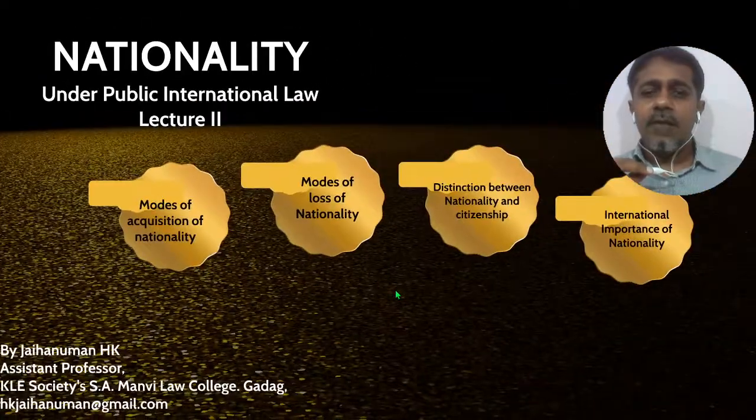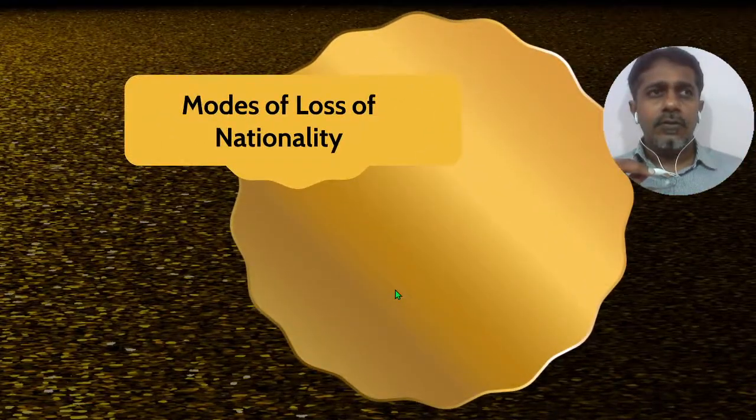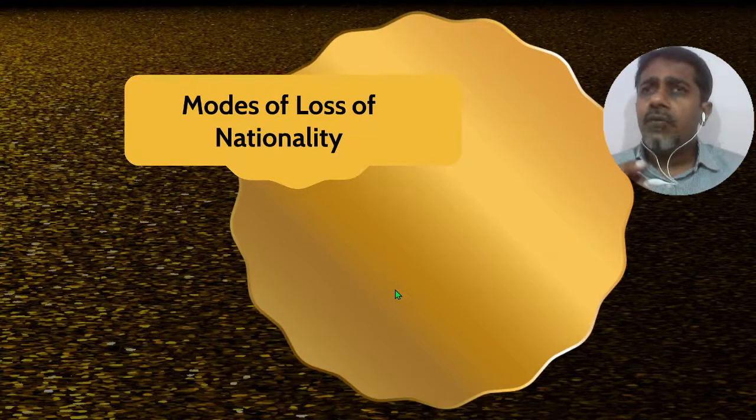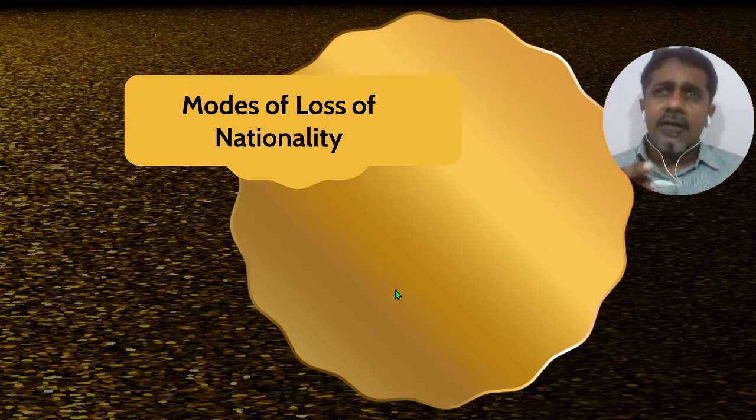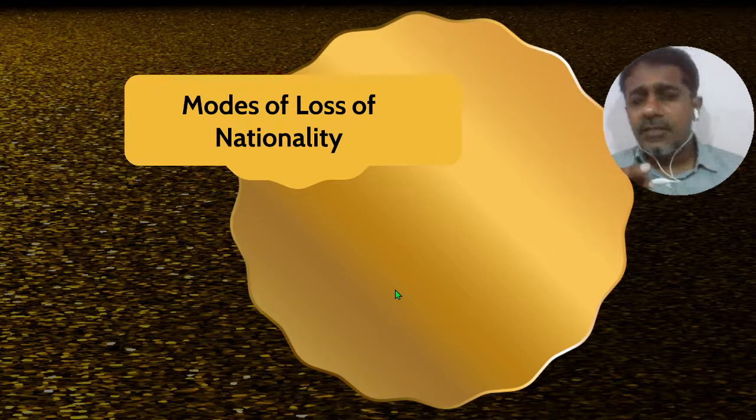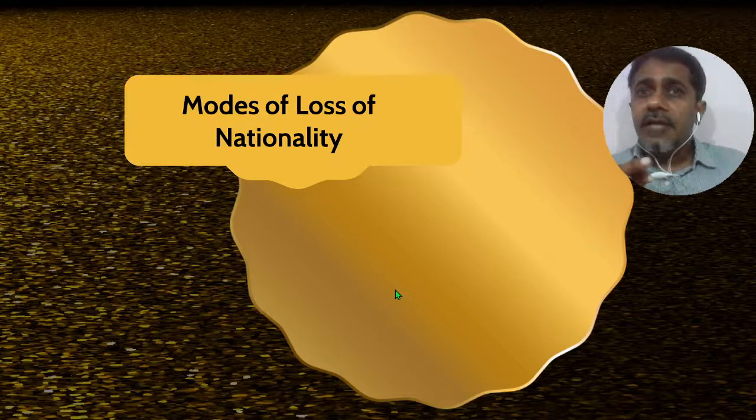Moving further are the modes of loss of nationality. If a person doesn't have the nationality of a particular state, he could have acquired it by any of these methods except the first one, where you have to be born in the territory, or your parents should be nationals of the particular state, and then you get nationality by birth. Whereas all other nationalities you acquire subsequently, by naturalization, by legitimation, by conquest or subjugation. These things happen subsequently. Initially, you are not a national of that particular country. Due to subsequent developments, you have become its national. So it's a mode of acquisition of nationality.